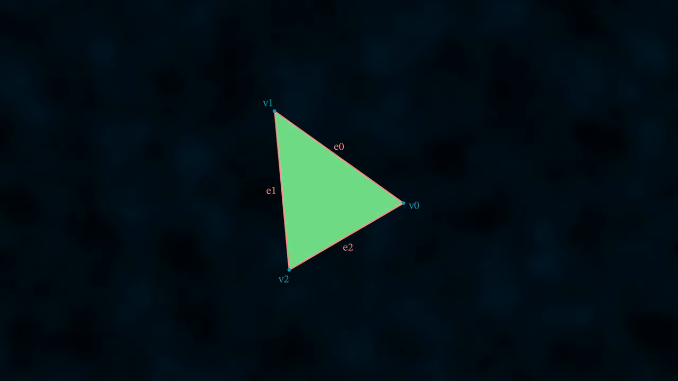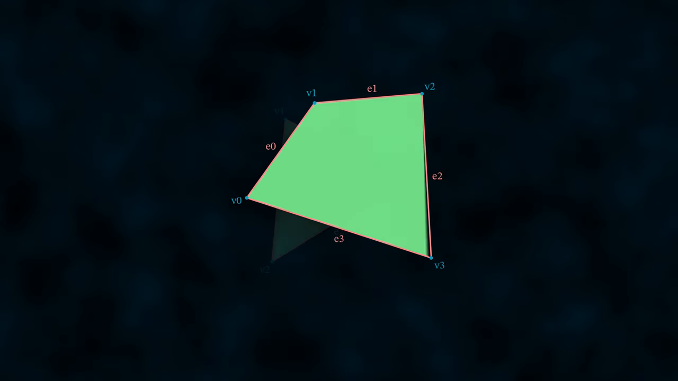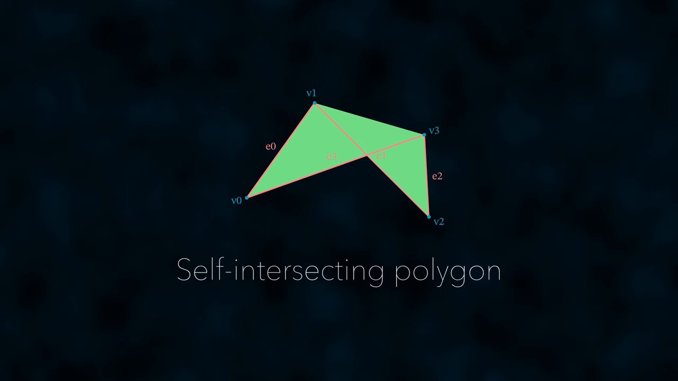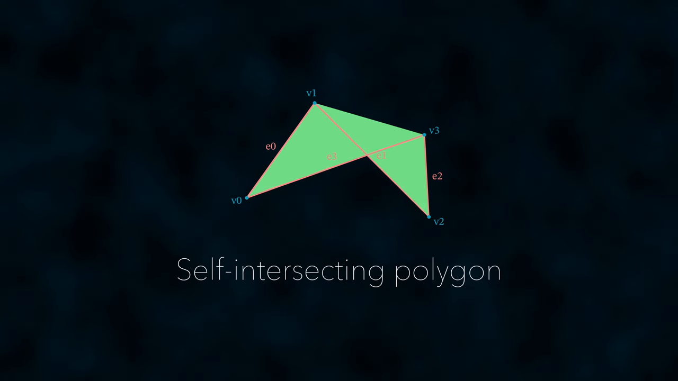But there is a little caveat. We can make a polygon that intersects itself. Self-intersecting polygons can cause many problems, especially during rendering. So let's look at a few practical scenarios where this might pop up.